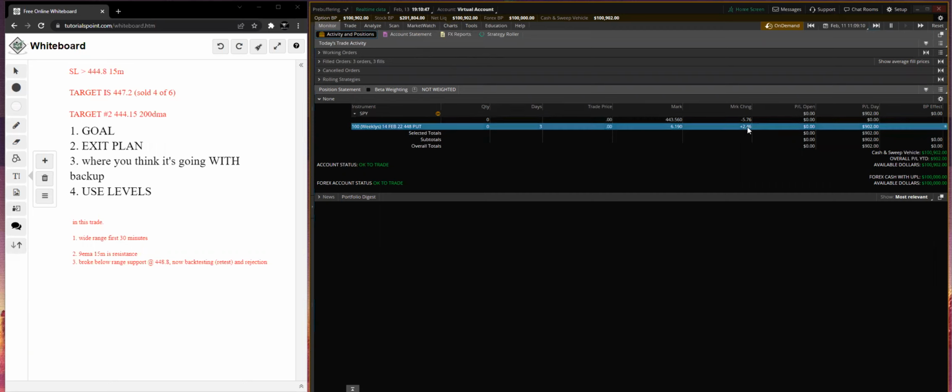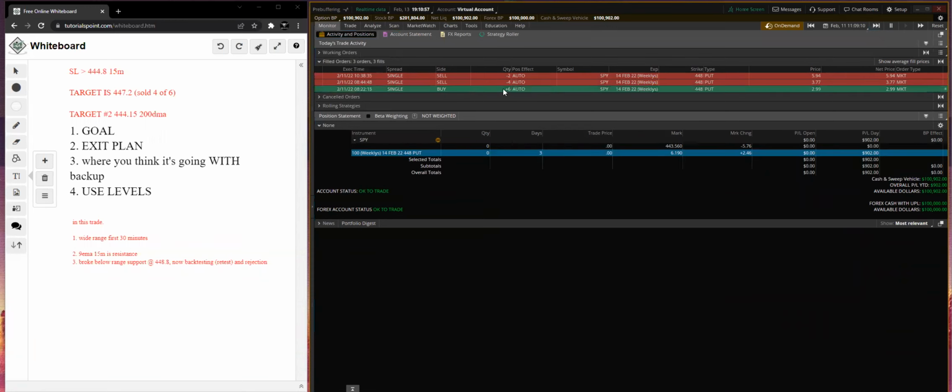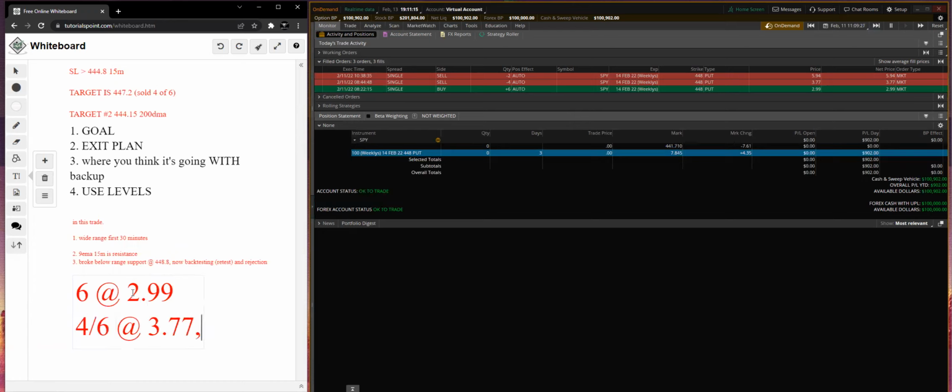So what was my entry? Let's go over here and see. We had 6 right here. We bought them at $2.99. We sold 4 at 3.77, which is great profit, and then we sold the rest at 5.94. Boom, there you go. There is your trade.